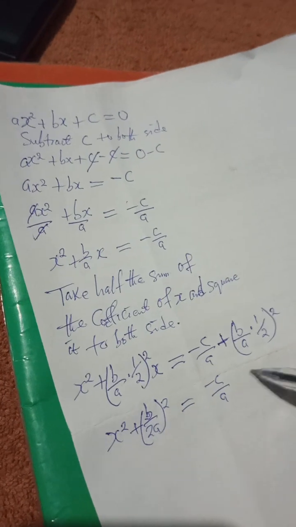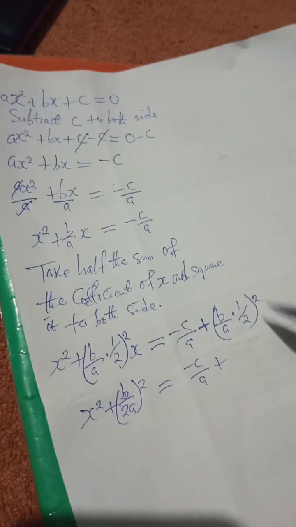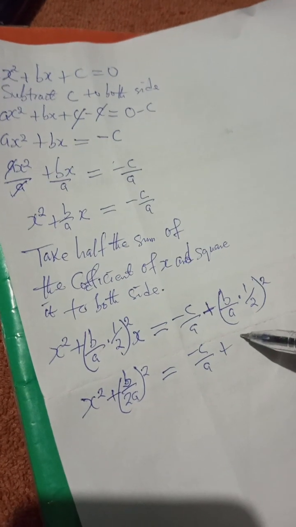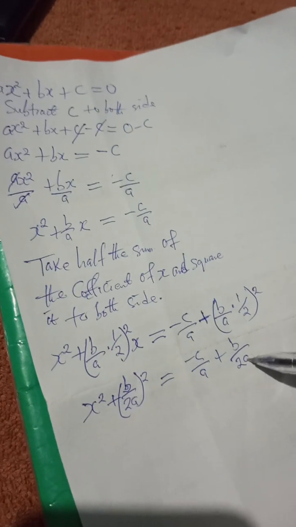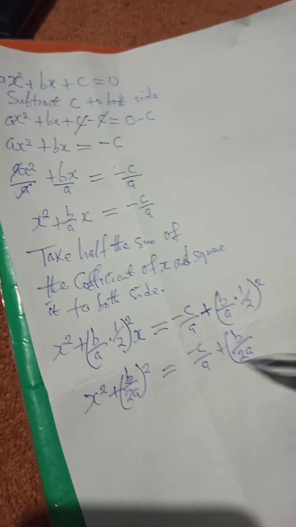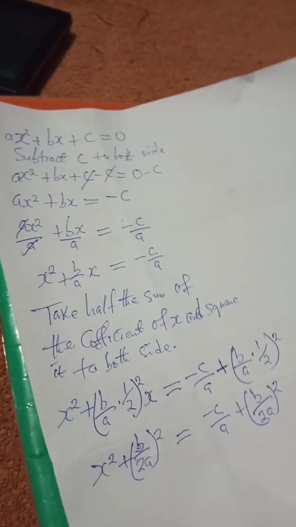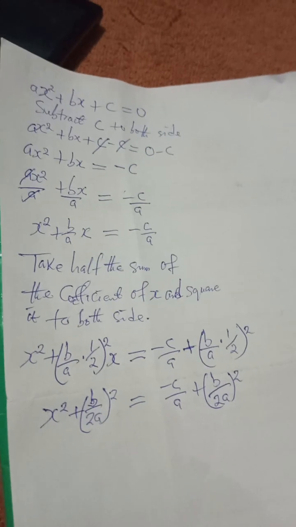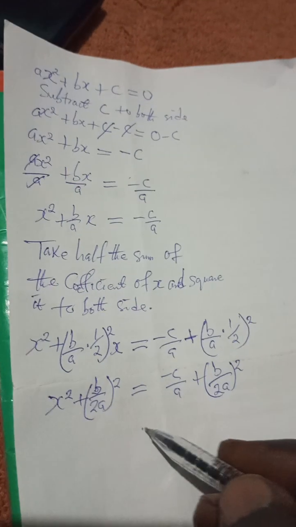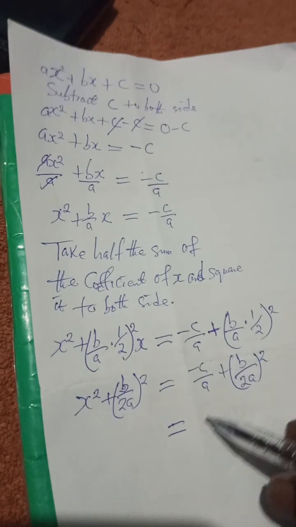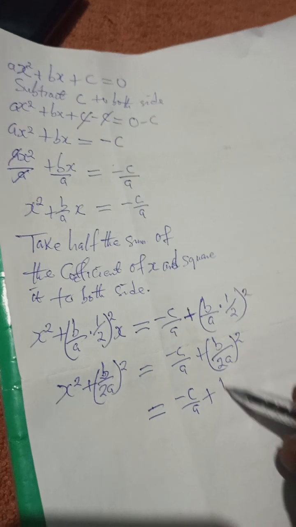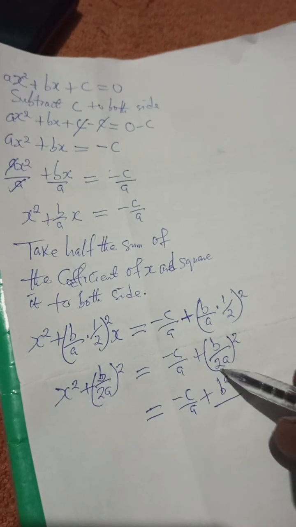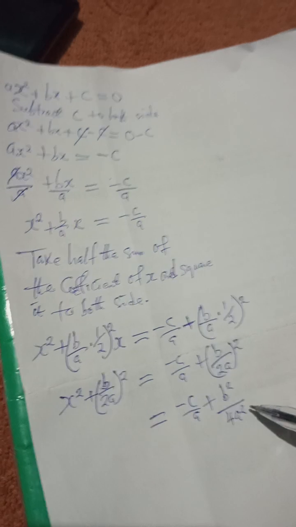This is going to be equal to minus c over a plus b over 2a all squared. Now from the right hand side, this will be equal to minus c over a plus, when you open this bracket, you get b squared over 4a squared.